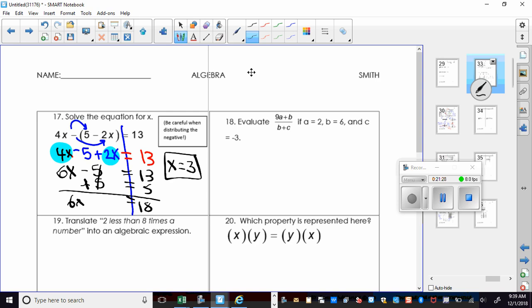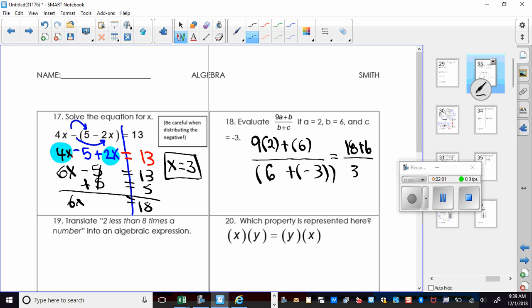18, evaluate 9a plus b divided by b plus c, if a equals 2, b equals 6, and c equals -3. So I'm going to plug in these numbers. 9 times 2 plus 6. Notice I'm using parentheses. I expect you to do the same. And then on the bottom, 6 plus -3. Okay? I get 18 plus 6 over 3, or in general, I get the number 8. Here's my final answer.